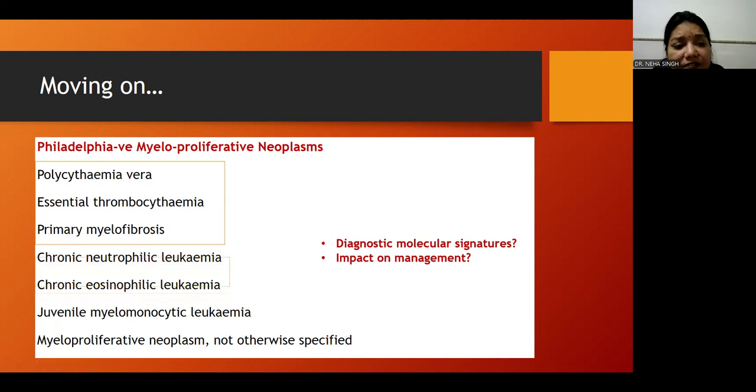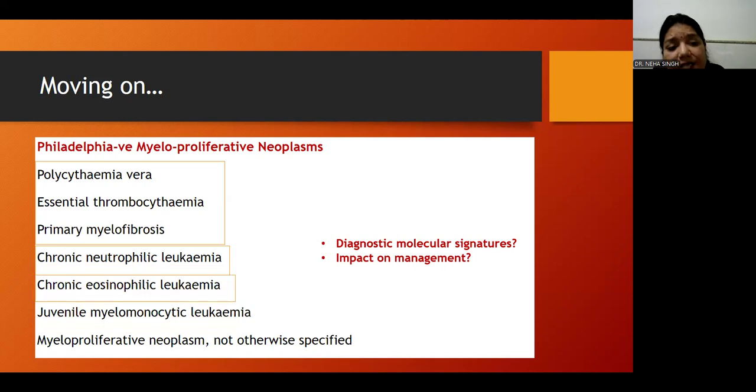The next entity is chronic neutrophilic leukemia. This entity also is strongly associated with CSF3R mutations, which is diagnostic and helps in clinching the diagnosis in cases where there is a differential of atypical CML.